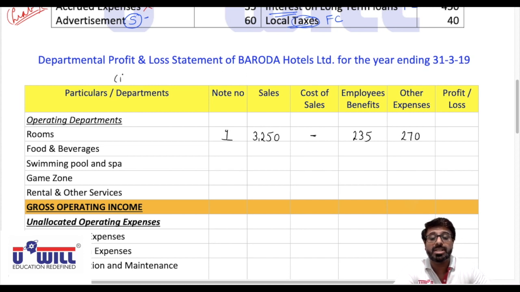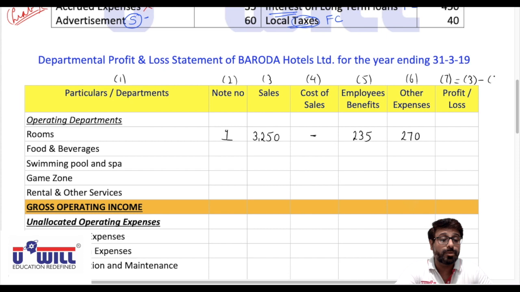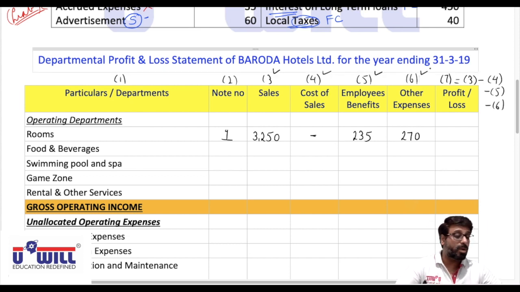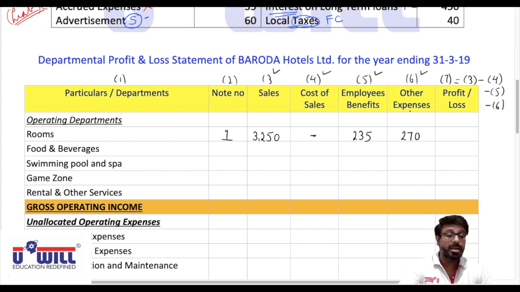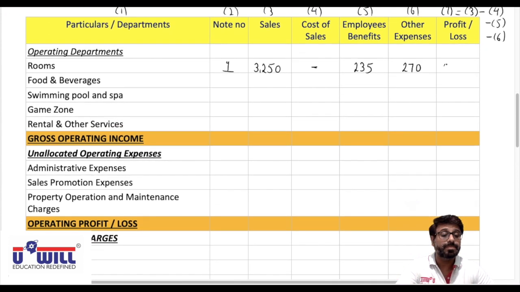Now profit or loss, how will we find? If you all remember, I told you this is column 1, 2, 3, 4, 5, 6, 7. Then column 7 will be equal to column number 3 minus 4 minus 5 minus 6. So from the third column, sales, we will minus cost of sales, employees benefit and other expenses, and we will get profit or loss. So 3250 minus 235 minus 270. What is the profit of the rooms department? 2745.